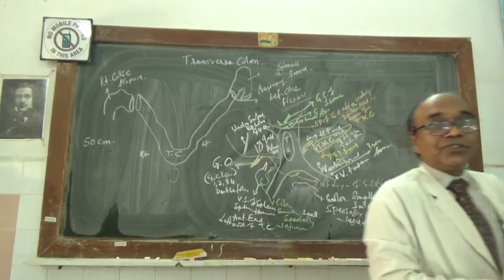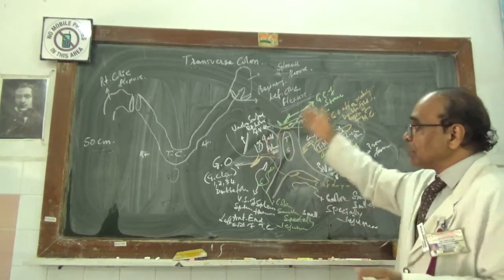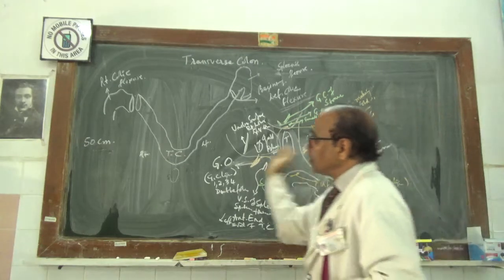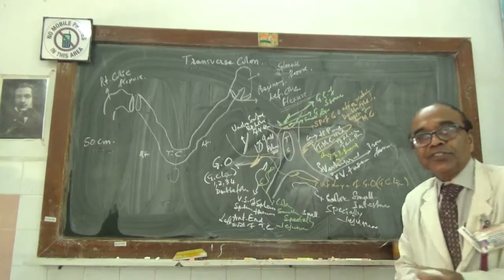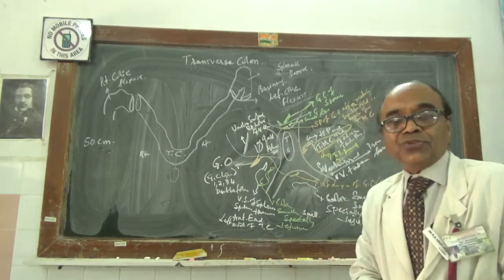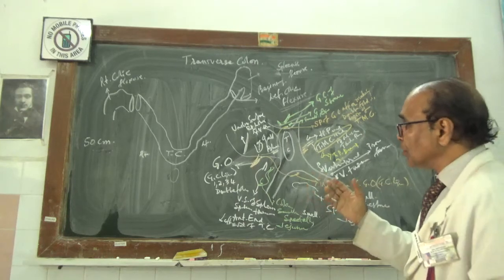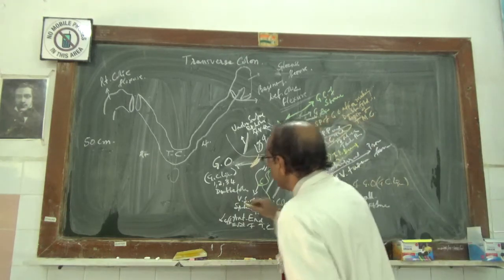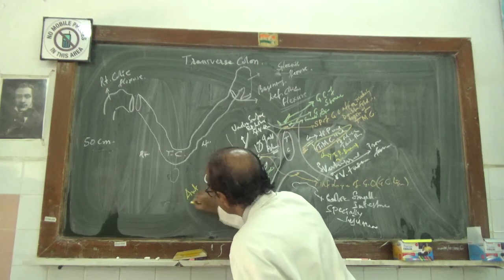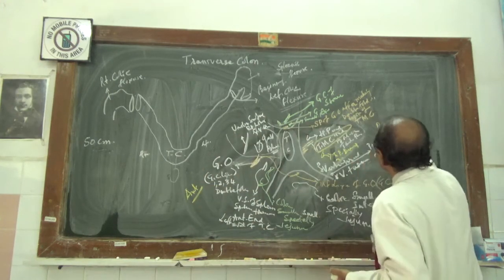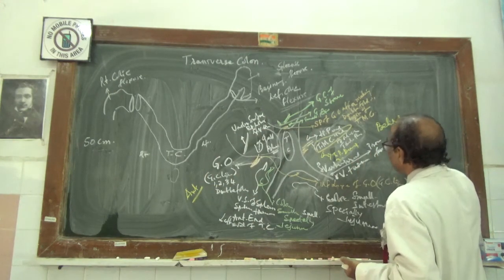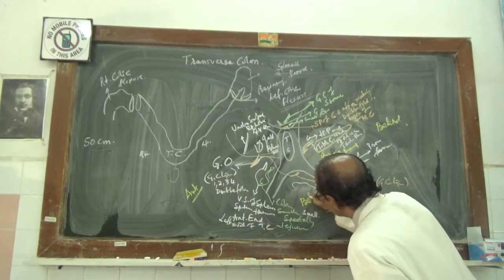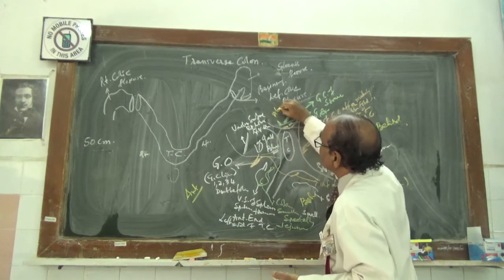After knowing the relations of this, here you can say the entire transverse colon having a length of 50 centimeters. Now what are the things now here? In front, behind, below, up. So these are the relations.